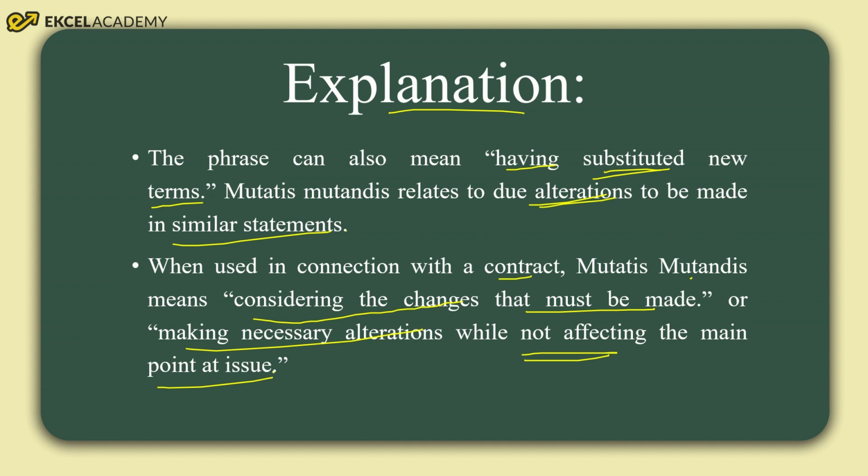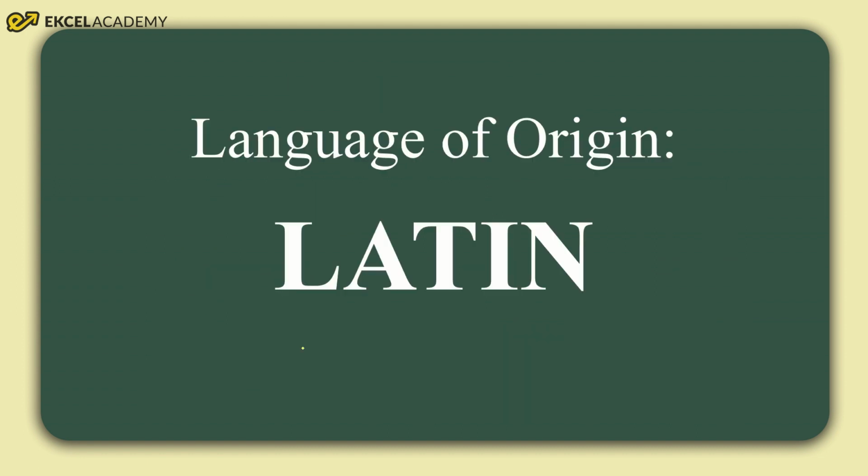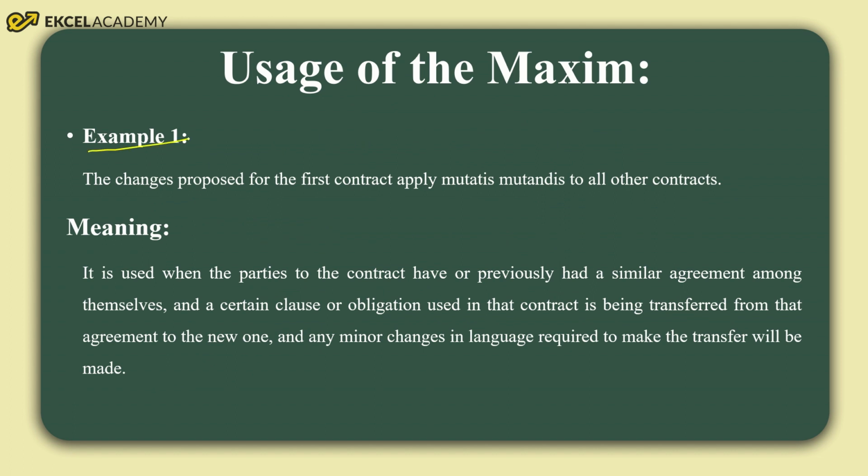So, the main point of issue or the matter of consideration, the subject matter, will remain unaffected, but only certain changes in the terms and conditions are made in the new agreement, and then you say the agreement is mutatis mutandis applicable. The language of origin is Latin. Let's have a look at certain examples of how you can use this particular maxim in your exam to score better. The changes proposed for the first contract apply mutatis mutandis to all other contracts.